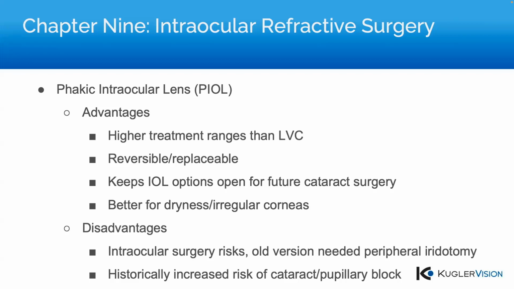These are also better for people who have dryness or any corneal irregularities that you're concerned about. So if you see someone with forme fruste keratoconus and are worried about inducing problems, ICLs are often a very good option for those patients, because you're not creating increased risk for ectasia by ablating tissue.